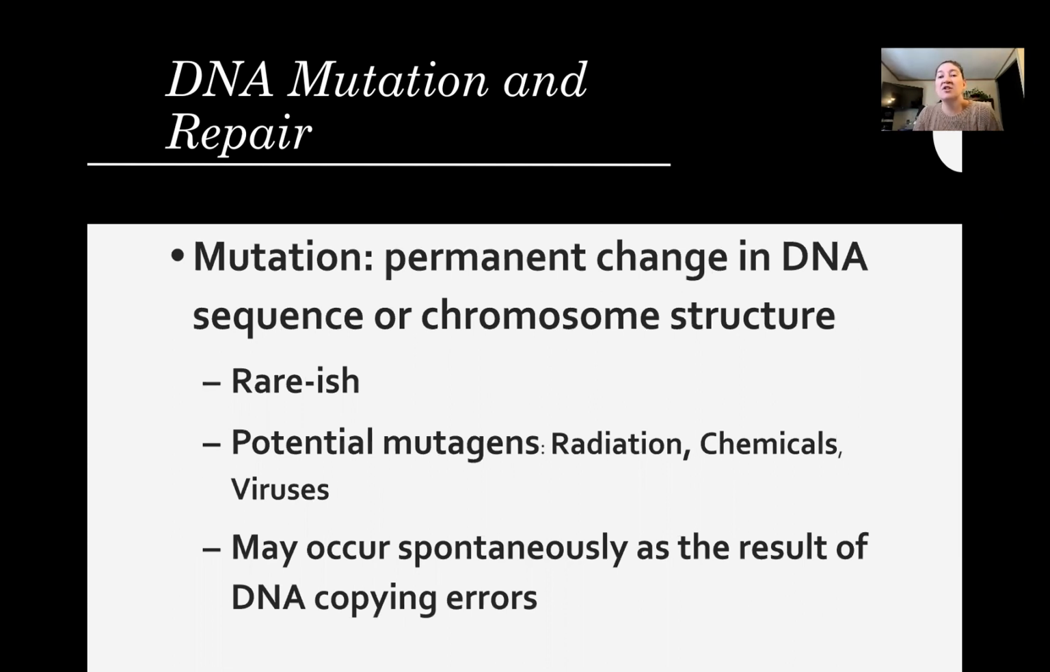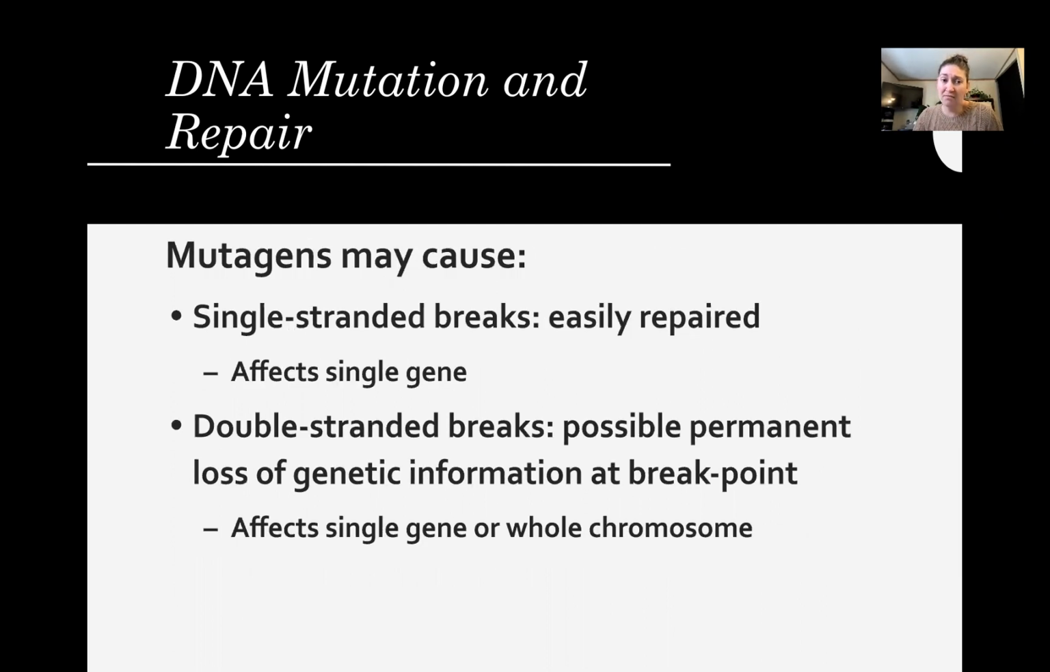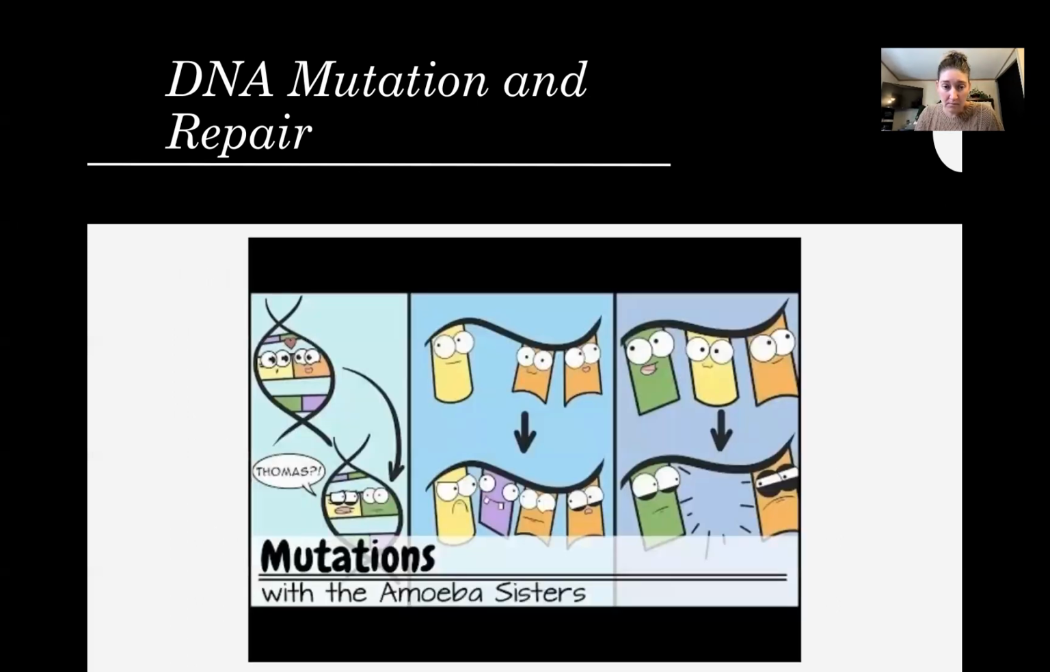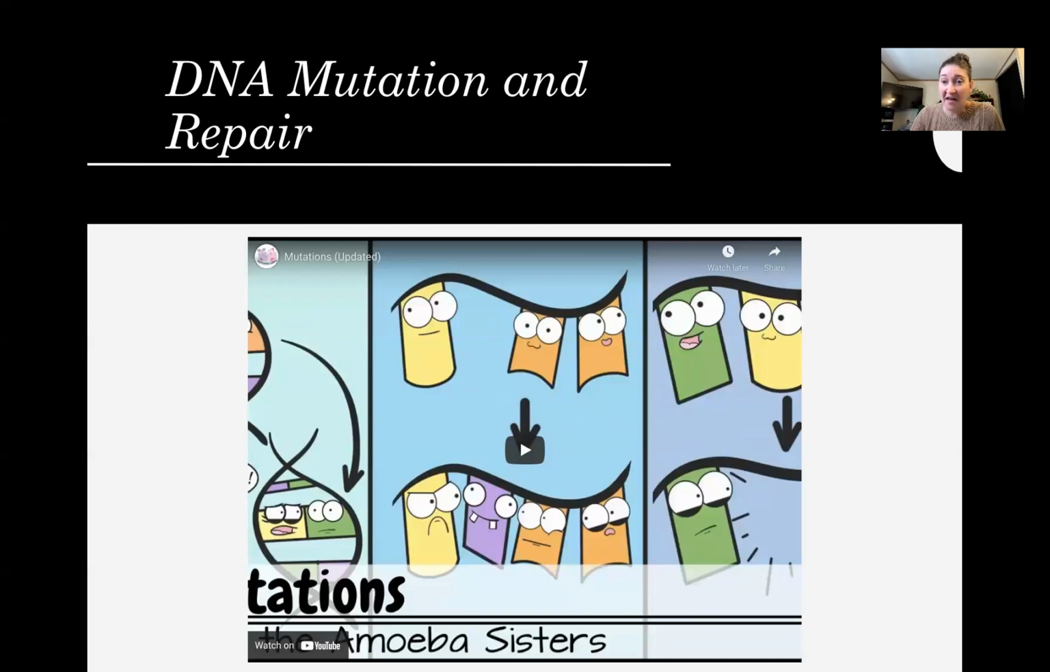Mutation. This is a permanent change in DNA sequence or chromosome structure. It's pretty rare. Potential mutagens are radiation, chemicals, and viruses. It may occur spontaneously as a result of DNA copying errors. Mutagens may cause single-stranded breaks. These are easily repaired and they only affect a single gene. Double-stranded breaks are possible permanent loss of genetic information at the breaking point, and this affects a single gene or a whole chromosome. And here is a video that does a really good job animating that for you.